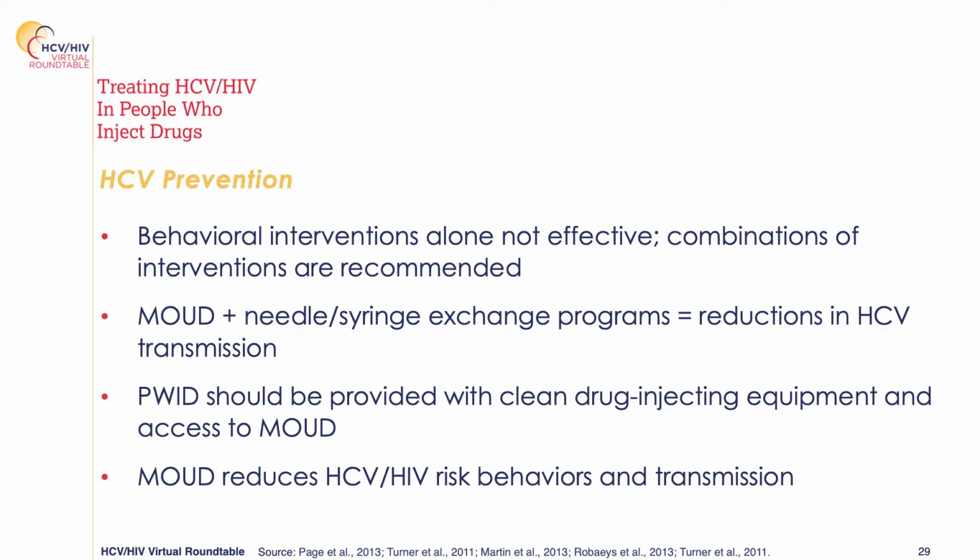It's important to note that the medication for opioid use disorder reduces hepatitis C and HIV risk behaviors and ongoing transmission. The other concept around treatment as prevention is that we obviously want to be treating as many hepatitis C infected people who inject drugs, but you need to treat a lot more of the folks if you don't do it in combination with the other interventions.